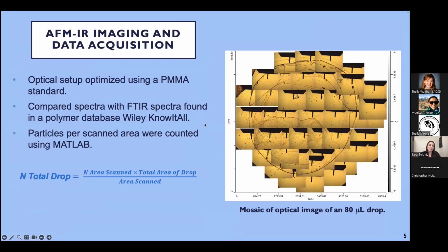So when it comes to the data imaging and acquisition, before we even looked at any of the environmental samples, we want to make sure that we're setting up and optimizing the AFMIR to a standard. That's usually PMMA. If the spectra is perfect and looks exactly like PMMA, we're able to move our sample over. Once we collected spectra, that spectra was compared to a polymer database known as Wiley KnowItAll. And for the extrapolation of the plastic counts in an 80 microliter drop, and even extrapolated to milliliters, we used MATLAB to count all of the particles in an image. As you can see here, this is how I extrapolated the total number of particles in an evaporated 80 microliter drop.